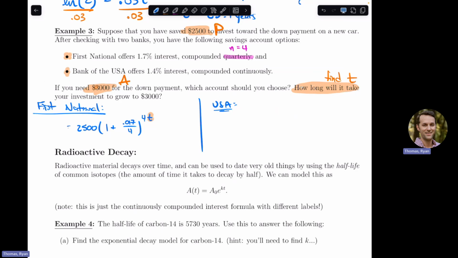And we want to save up to 3,000. So we're looking for how long it's going to take for my $2,500 to turn into $3,000 at such and such interest rate. On the other hand, the other situation, we're compounding continuously, so we use the other formula. But other than that, the setup's pretty similar. We want A to be 3,000, P to be 2,500, and we still don't know T.